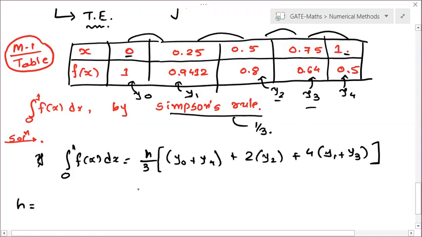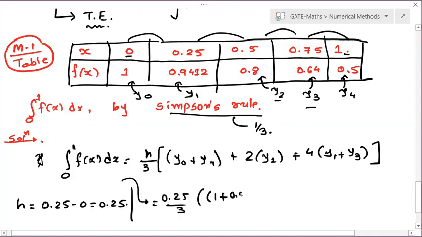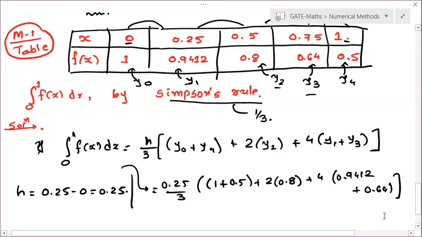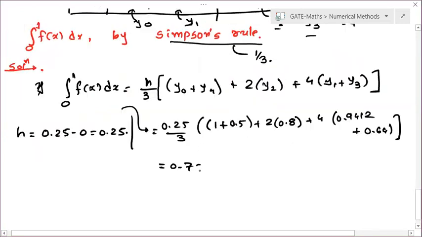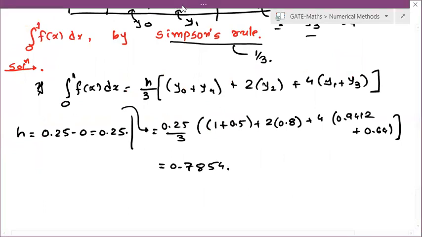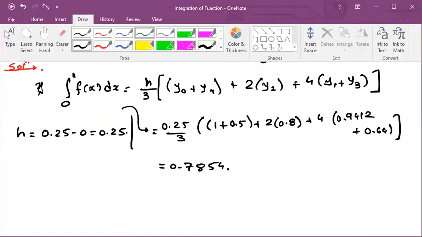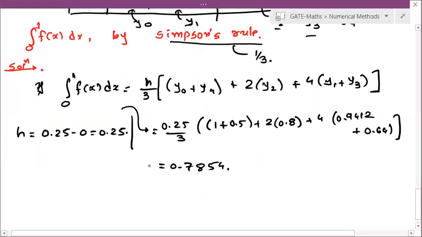So this will be equal to 0.25 by 3 times y0 is 1, yn is 0.5, plus 2 times y2 is 0.8, plus 4 times y1 is 0.9412, and y3 is 0.6. Now you have to use the calculator. After using it, you will get your answer 0.7854. Is it clear now, students? Is the first model clear or not? They will give you a table and you just have to use the formula.